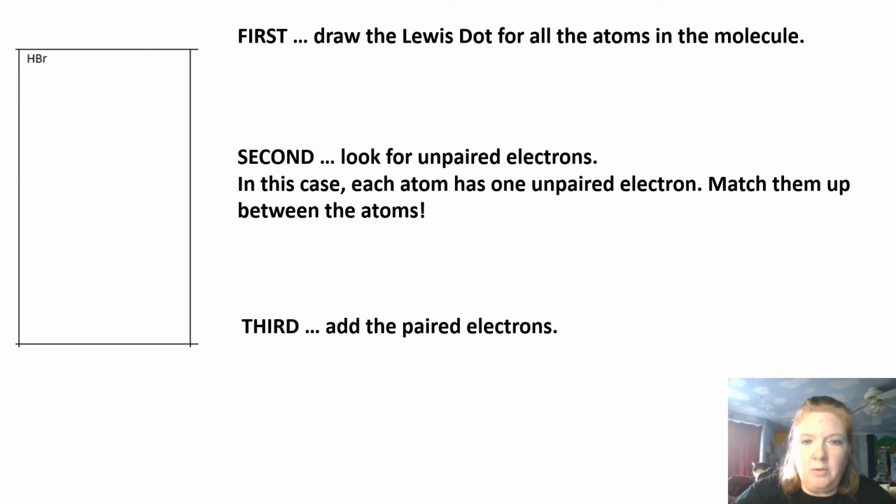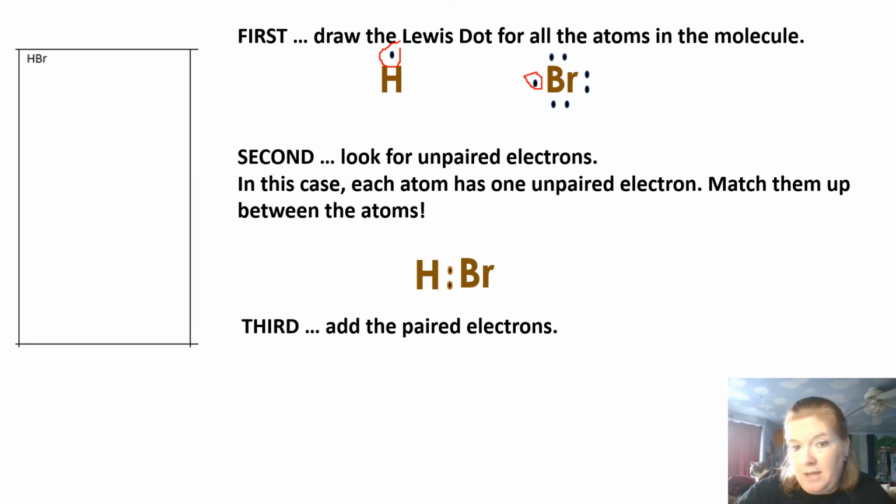All right, let's try another one. First, we're going to draw a Lewis dot for all the atoms in the molecule. So this time we have H and Br. Look for unpaired. Here we go. Unpaired, unpaired. All right, so let's put the 2 atoms and put those unpaired electrons between them, pair them up to bond them.